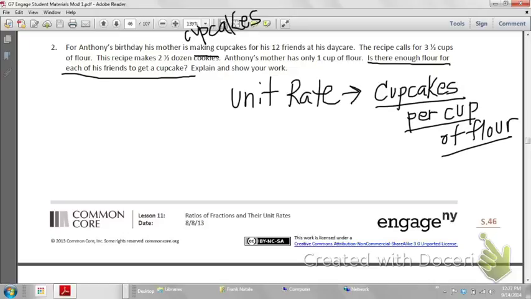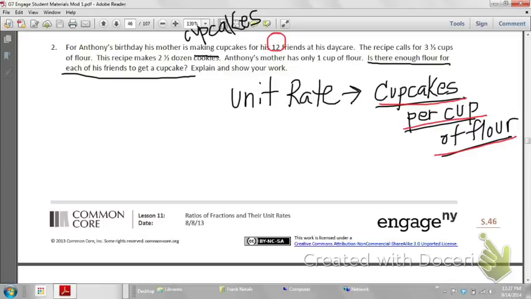Okay, so if I do work with unit rate here, the unit rate I'm concerned with is I want to know how many cupcakes per cup of flour this recipe makes. Okay, cupcakes per cup of flour. Why is that handy? Well, it's handy because I know she has only 1 cup of flour. So when I find out how many cupcakes 1 cup of flour can make, then I will know if I have enough. Because what do I need? I need 12 actually. Okay.